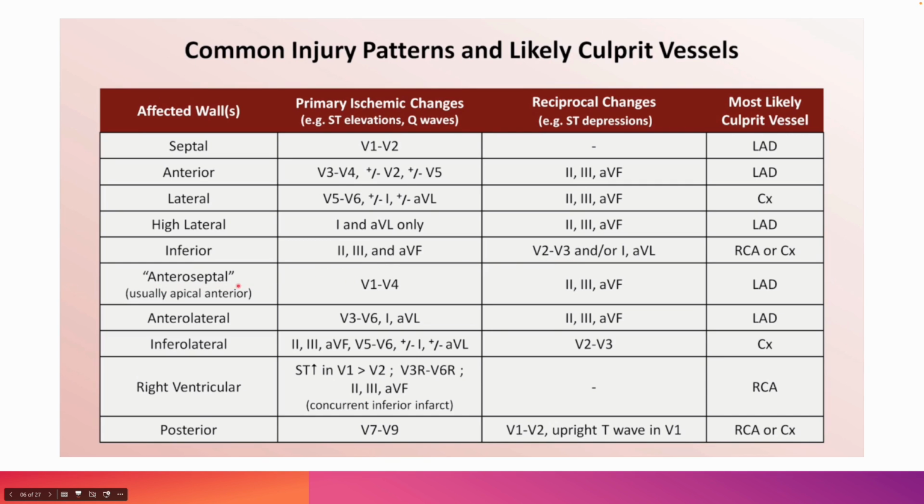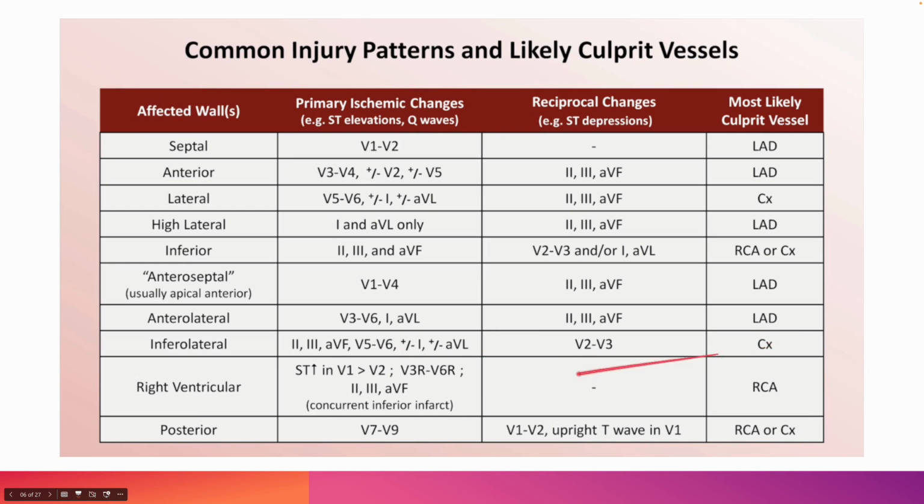And the anterior septal, V1 to V4, the reciprocals, of course, are in the inferior leads, and the artery supplying is the LAD. The anterior lateral, again, V3 to V6, including also 1 and AVL, which is the lateral part, and the reciprocals would be in the inferior. So an anterior lateral MI would be an occlusion in the LAD. An inferior lateral one is of course 2, 3, AVF with the laterals V5 and V6, and the culprit artery is the circumflex.